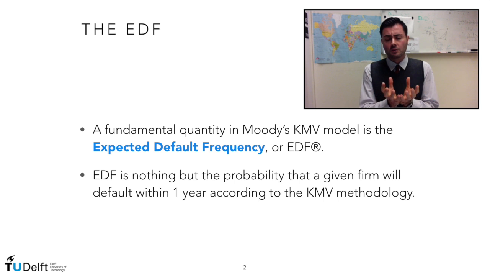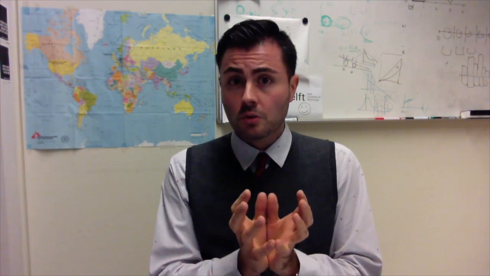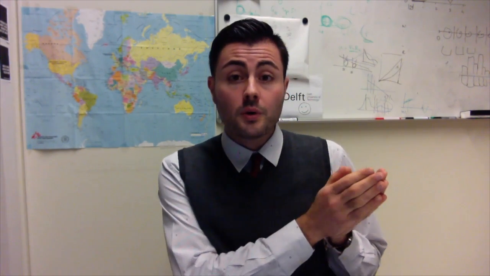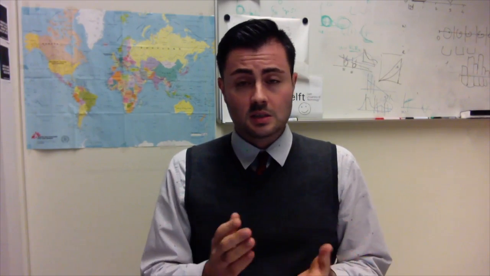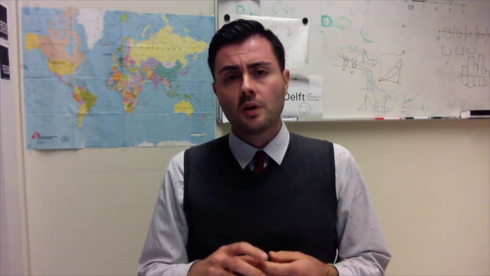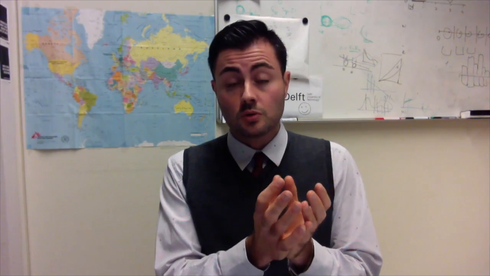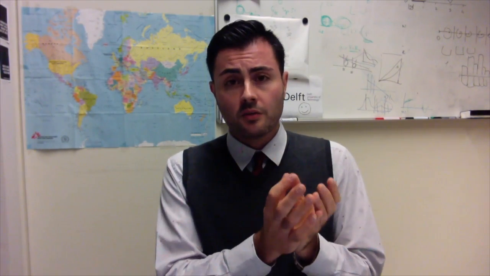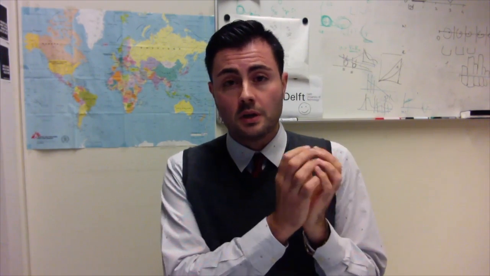Now, the expected default frequency is nothing more than the probability of default of our counterparty over a 1-year time horizon. Moody's KMV is a structural model of default that originates from Merton's model. In a sense, Moody's KMV tries to overcome many of the weaknesses of Merton's model. For example, we substitute the normal distribution, the distribution according to which we compute the probability of default of a counterparty under Merton's model, with another distribution which is empirically computed.